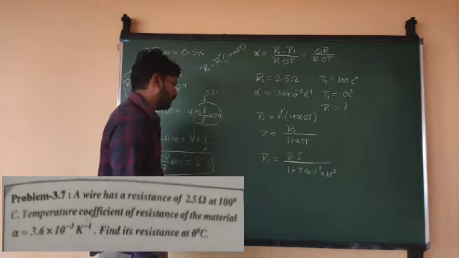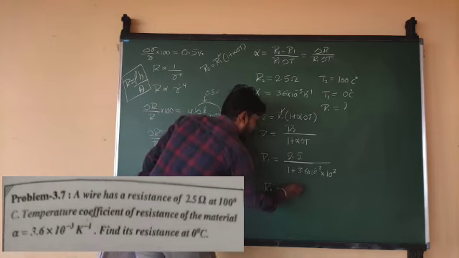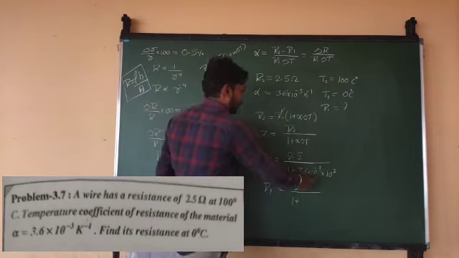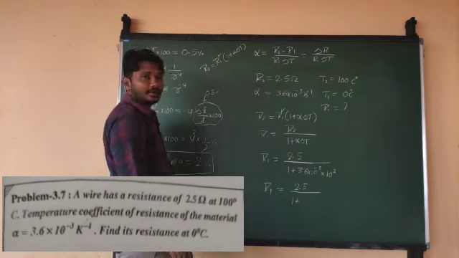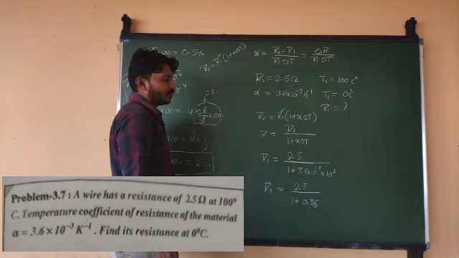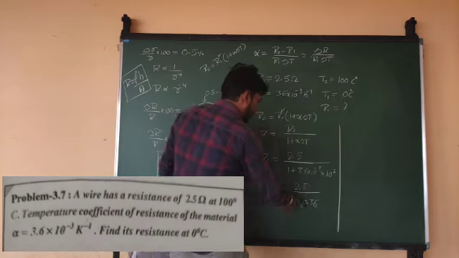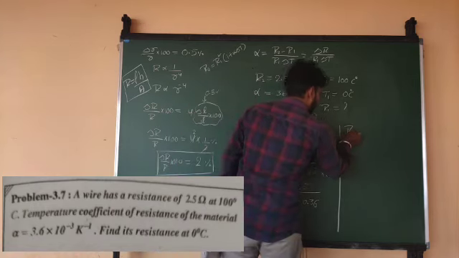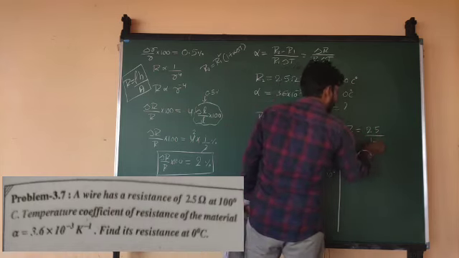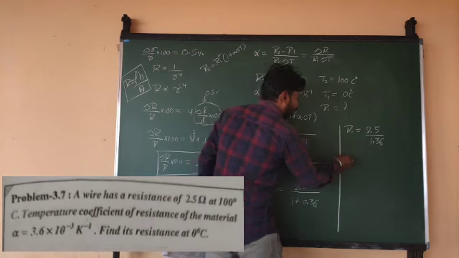100 is nothing but 10 to the power of 2. So R1 is equal to 2.5 divided by 1 plus, 10 to the power of minus 3 into 10 to the power of 2, so 10 to the power of minus 1. So 3.6 into 10 to the power of minus 1, or 0.36. So R1 is equal to 2.5 divided by 1.36, or I can consider 25 by 13.6 for my convenience.